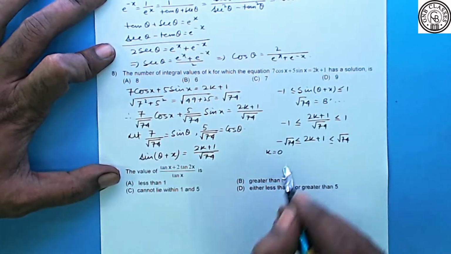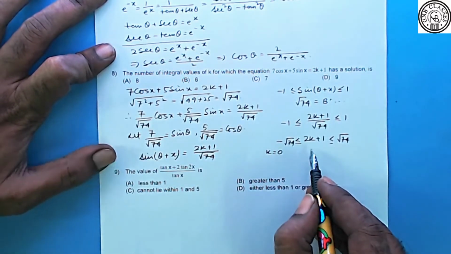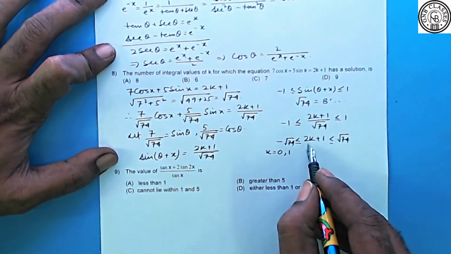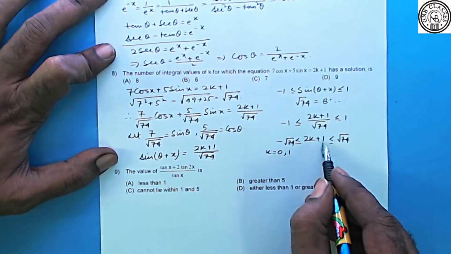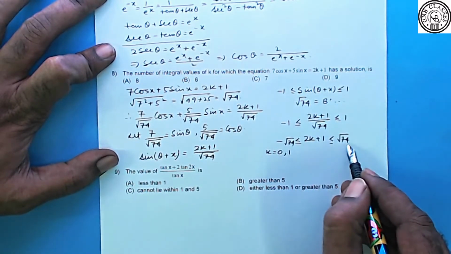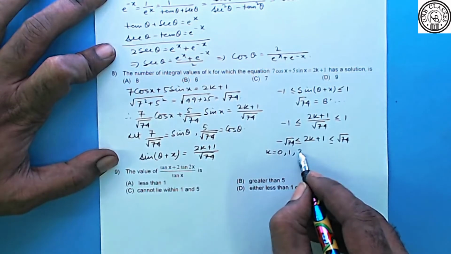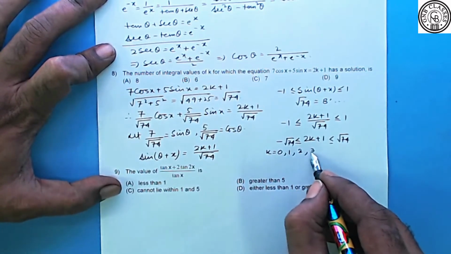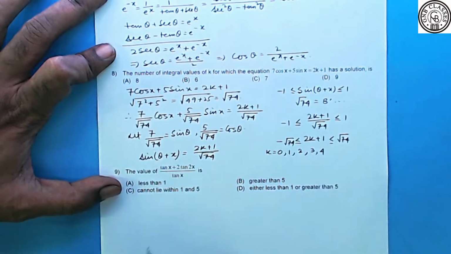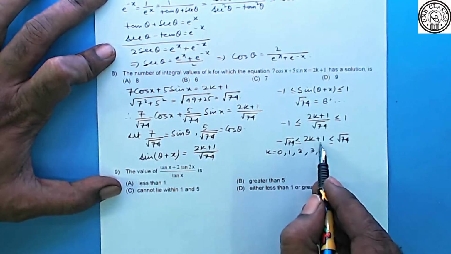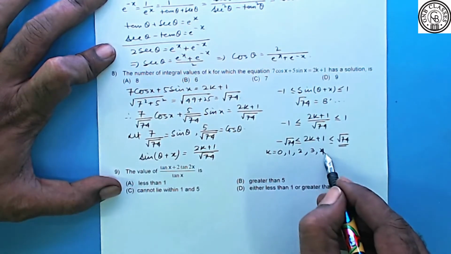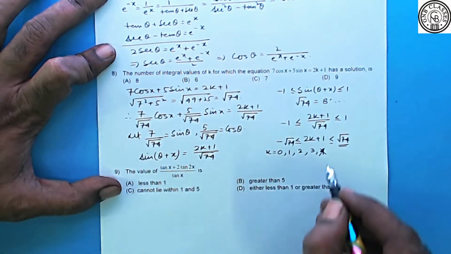Now if k is 0, is it satisfying? Yes. If k is 1, yes, it is satisfying, because the value comes to 3, which is very much within minus 8 point something to 8 point something. If k is 2, yes. K is 3, 7, yes. But if I take k as 4, then it becomes 4 twos are 8 plus 1, 9. 9 exceeds 8 point something. So 4 will not come into the picture.